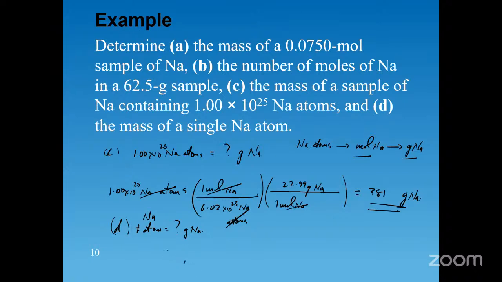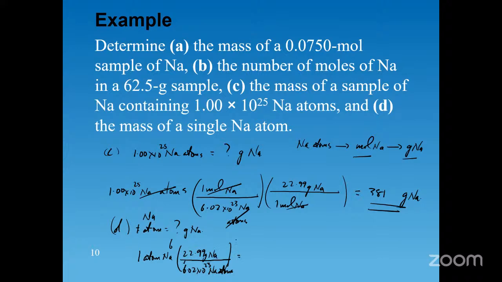Start here. 1 atom of sodium. What would you multiply that by? Avogadro's number on the bottom and 22.99 on the top. Okay, let's try that. 6.02 times 10 to the 23 sodium atoms. And what goes above? 22.99 grams of sodium above.